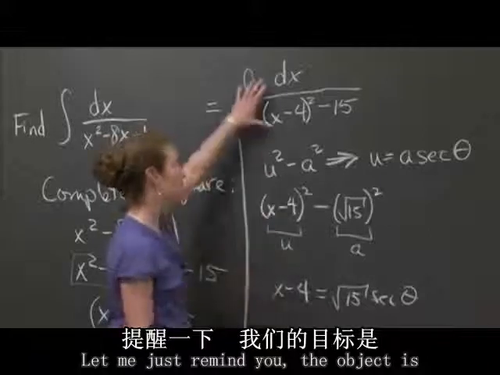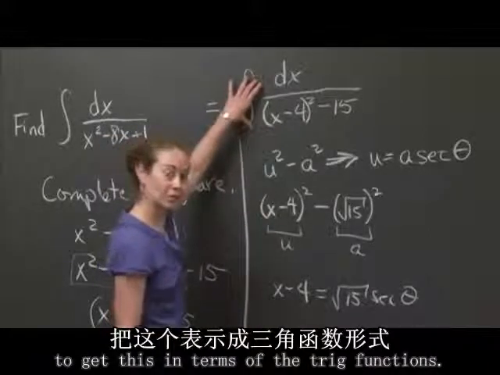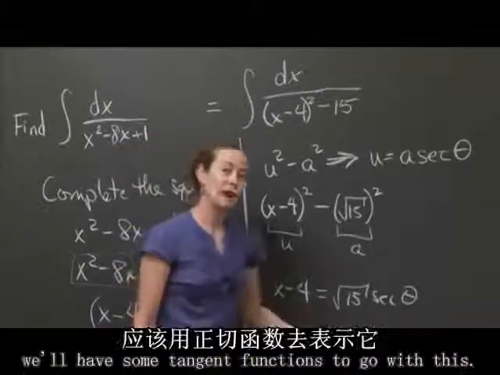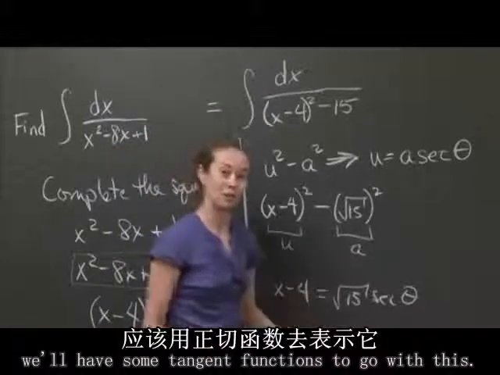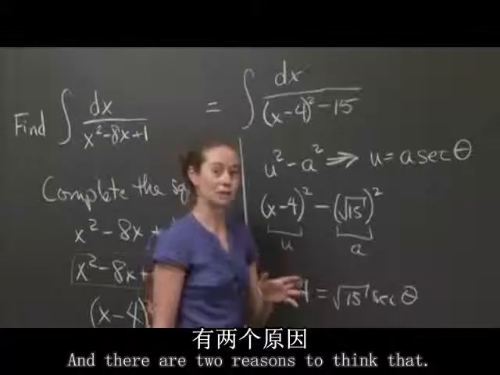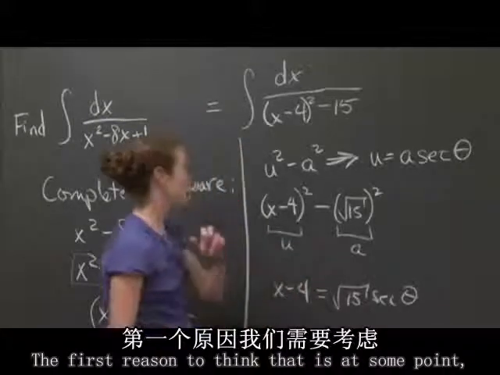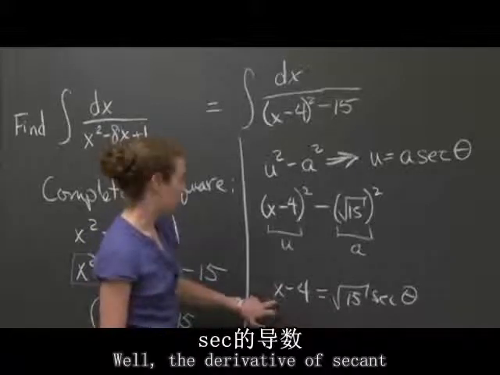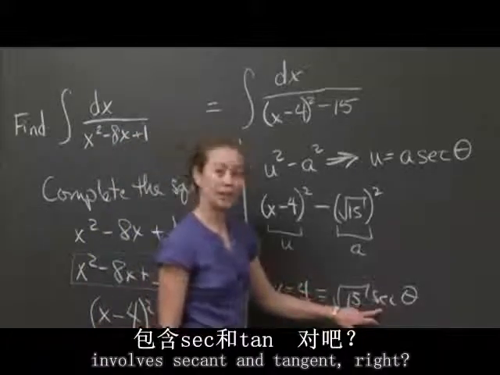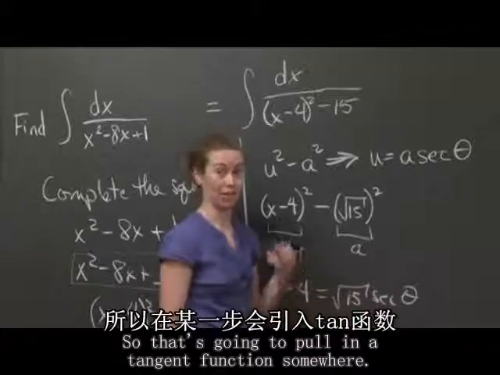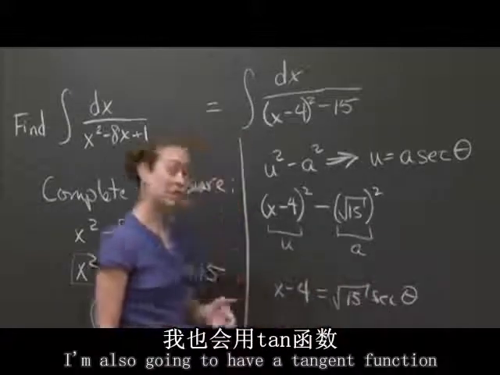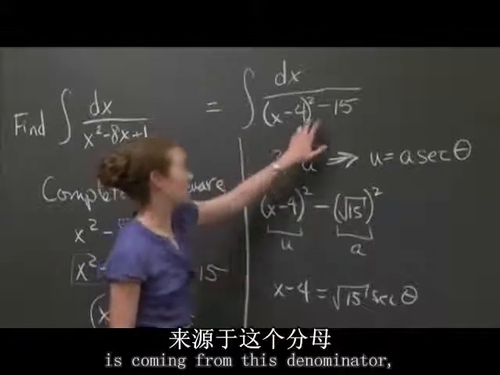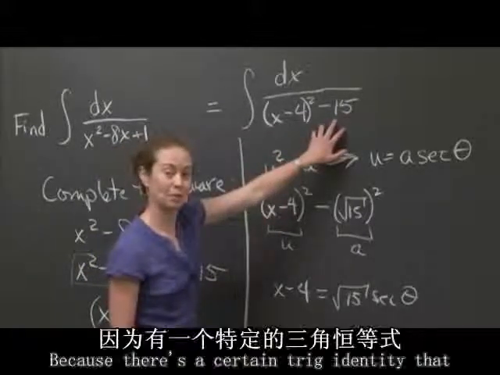Now what's the point again? Let me just remind you, the object is to get this in terms of the trig functions. So we should anticipate that we probably will have some tangent functions to go with this. And there are two reasons to think that. The first reason is that at some point I have to find dx. Well, the derivative of secant involves secant and tangent, right? So that's going to pull in a tangent function somewhere. I'm also going to have a tangent function show up somewhere else, and that's going to come from this expression in the denominator.